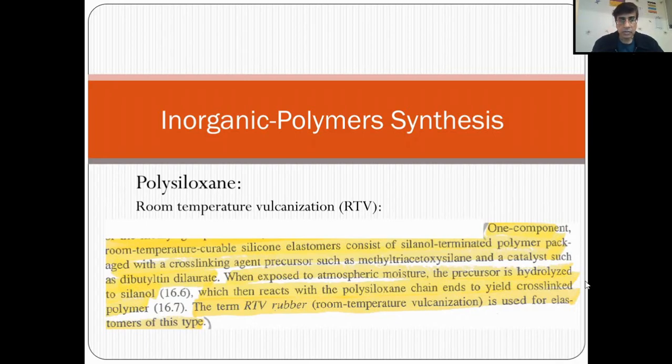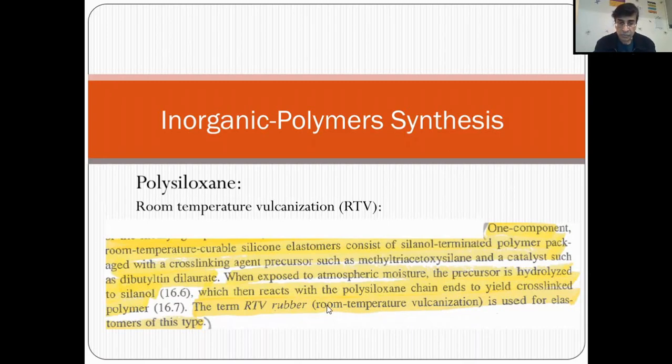This is called room temperature vulcanization. Why? Because this reaction takes place at room temperature. Vulcanization means doing the cross linking. Okay, one pot room temperature vulcanization means you just have your material and you expose this to atmosphere, and then the cross linking takes place. So you can read this material here, and that is why it is called RTV. So remember this terminology, RTV. What is the meaning? It is called room temperature vulcanization.